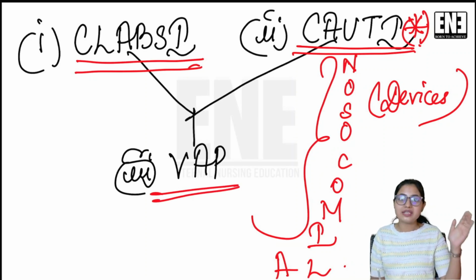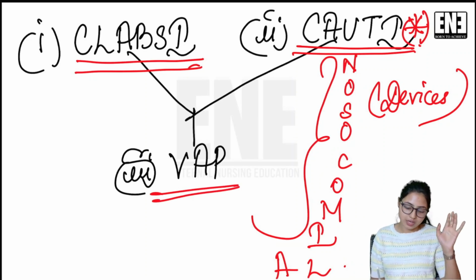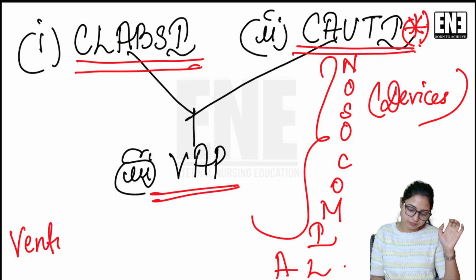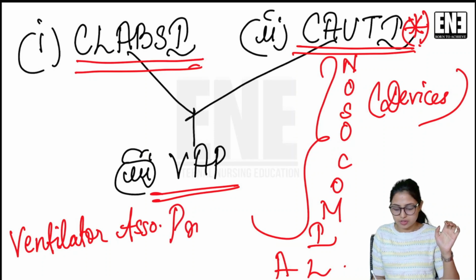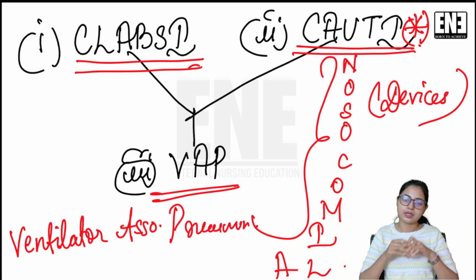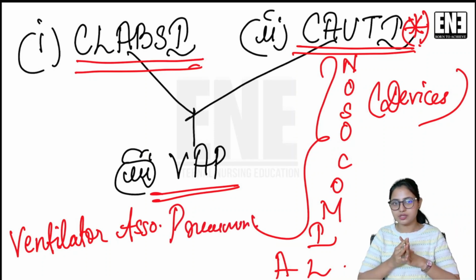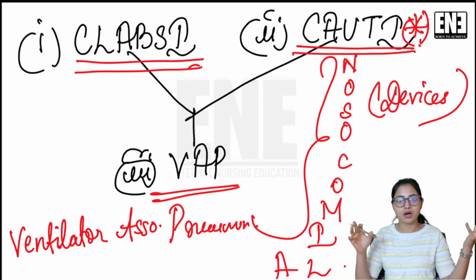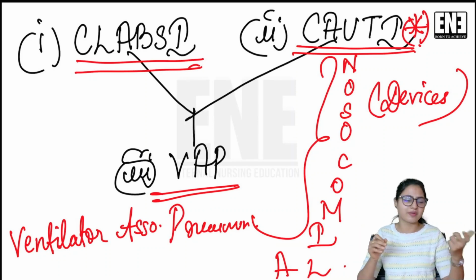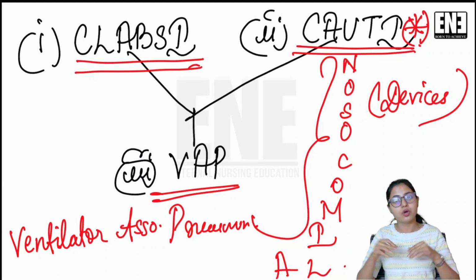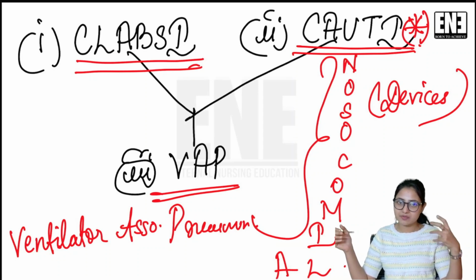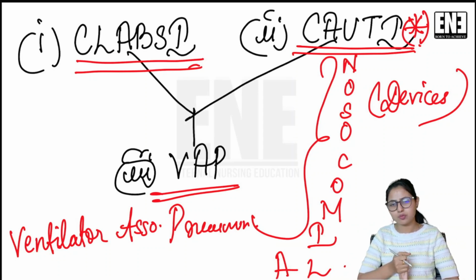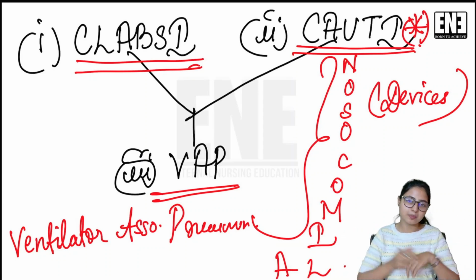VAP is your ventilator associated pneumonia. If the patient is under the effect of a ventilator for many days, a properly ventilated patient in ICUs, they did not previously have pneumonia, but due to being ventilated for many days, for example more than a week, if they are staying under the impact of ventilators, then also they can suffer from ventilator associated pneumonia.